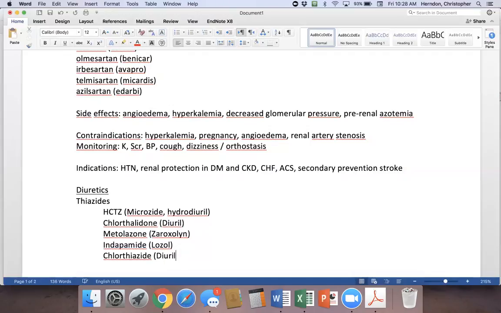Can't work under these conditions. What's the brand name for chlorthalidone then? Is it just Palitone? I don't know. I'll look it up. Okay. That's what I see. Palitone.